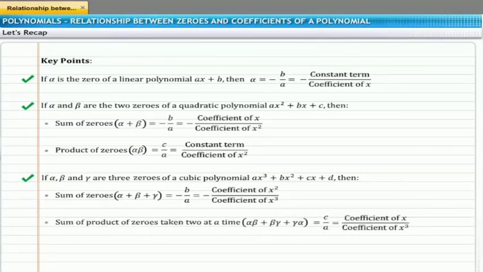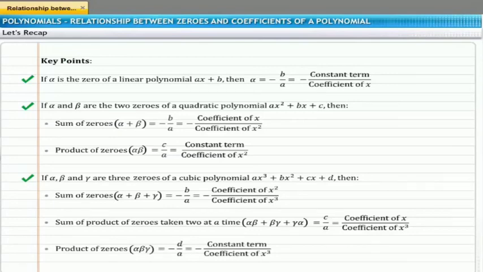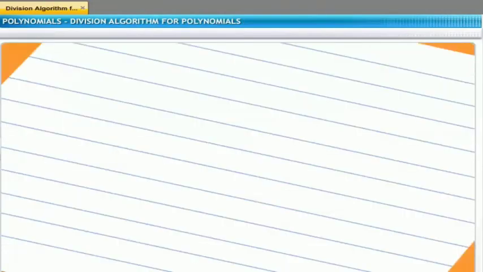So we have found all the formulas for the linear polynomial, quadratic polynomial and the cubic polynomial. How we will find out the sum of zeros and the product of zeros, and how we will get the formulas. Okay, so this is the procedure to find out the formulas for the polynomial.